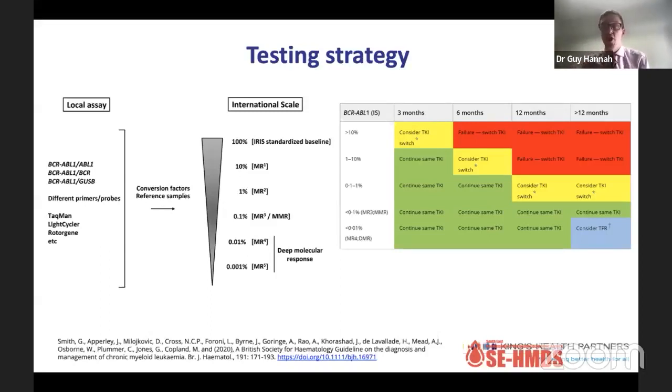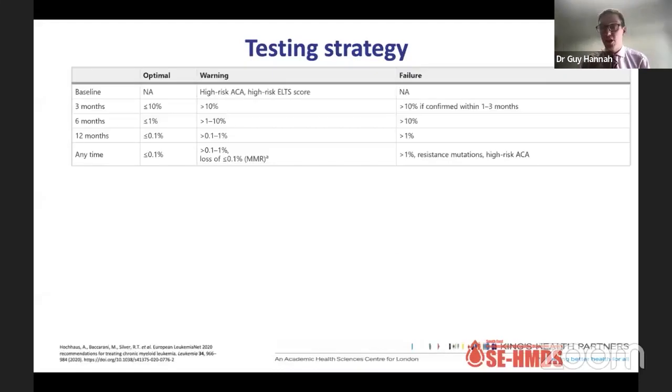At 3 months, we really want to get that BCR-ABL to less than 10%, if possible. At 6 months, we really want to get it below 1%, and by a year, if we can get it to less than 0.1%, that's a win, and then we want to keep it there. So these are the milestones that we want to go for in CML. So that's the BSH guidelines. Luckily, the European guidelines are exactly the same.